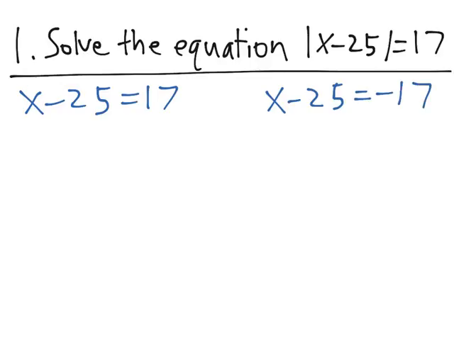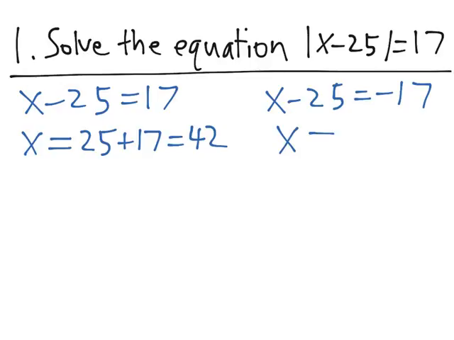On the left equation, we can add 25 to both sides of the equation. The 25's on the left side will cancel, and we'll be left with x is equal to 25 plus 17, which is equal to 42. On the right-hand side, we can do the same. Adding 25 to both sides of the equation, we get x on the left and 25 minus 17 on the right, which is just equal to 8.